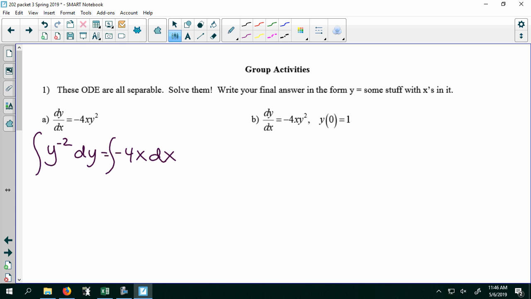Integrate both sides. The antiderivative of y to the negative 2 is negative y to the negative 1. There's technically a plus c there, but I'm going to smush it into the plus c that I put on the right. So then I have negative 2x squared plus an arbitrary constant c.